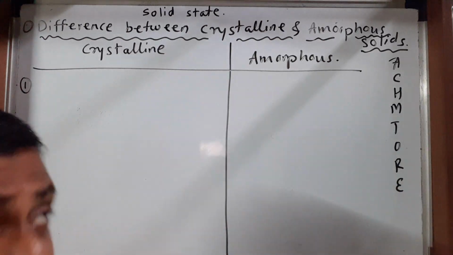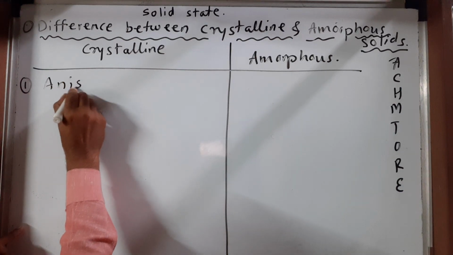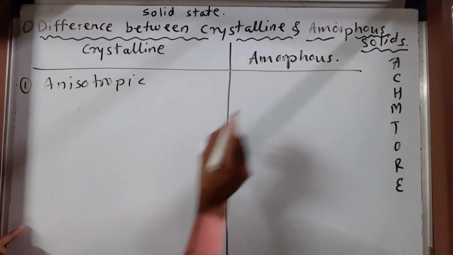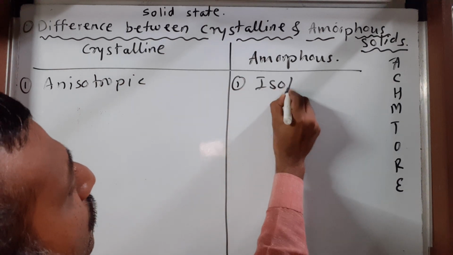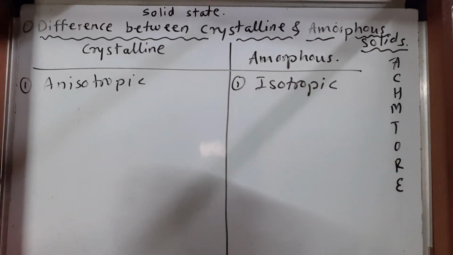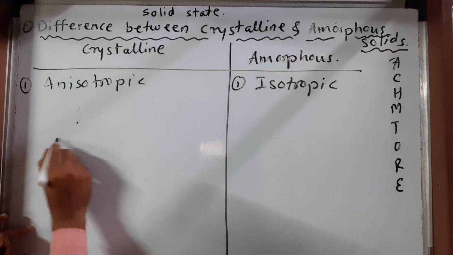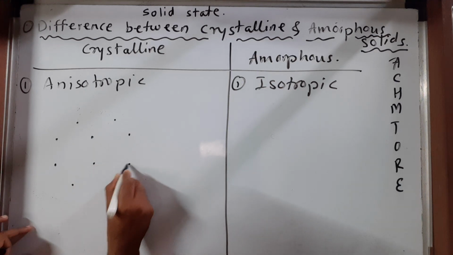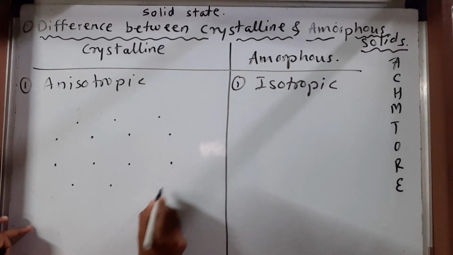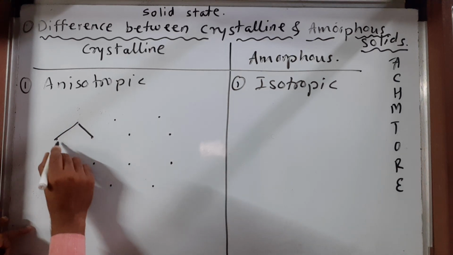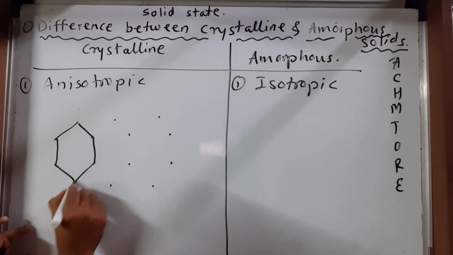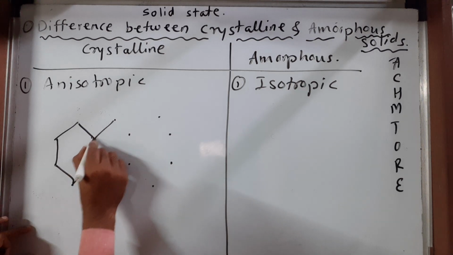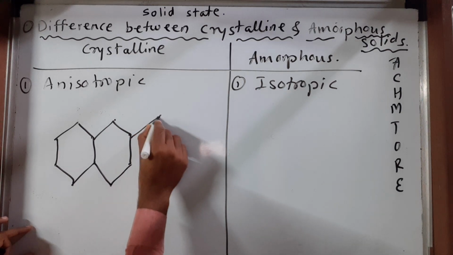What about the crystalline solids? Anisotropic. Crystalline solids are anisotropic in nature, while amorphous solids are isotropic in nature. See, in case of the crystal, I'll tell you the meaning of anisotropy and isotropy. Here, for example, for crystalline solid, I am trying to draw one outline. The constituents are arranged in a regular systematic three-dimensional pattern. This regular systematic three-dimensional arrangement of the constituents is there in case of the crystalline solid.